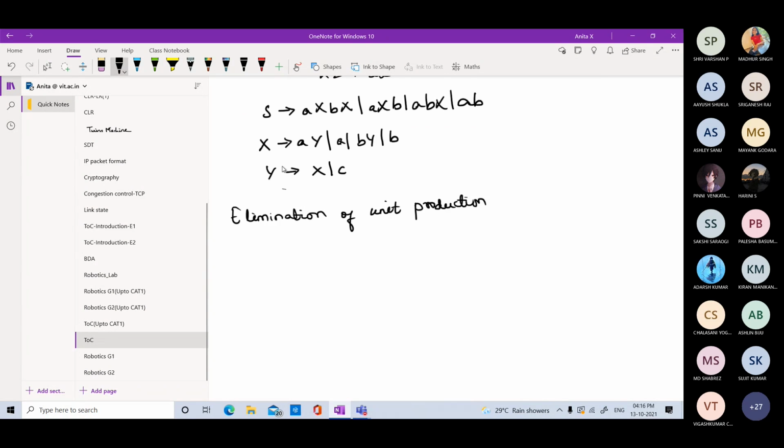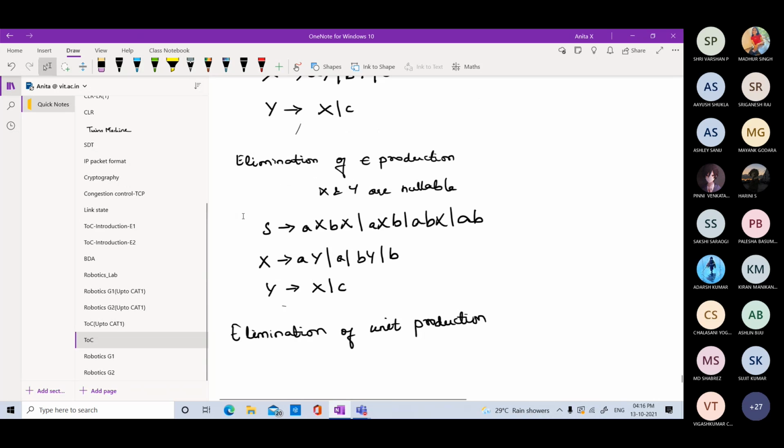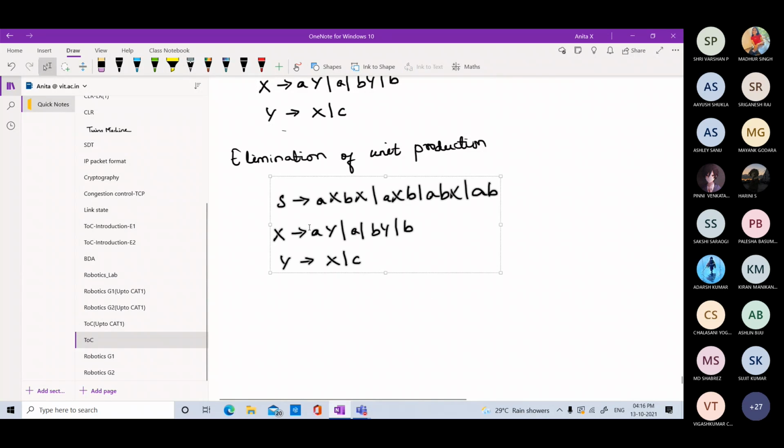If I want to eliminate it, what should I do? The productions of X should be placed here. In order to eliminate this particular production, I have to take the productions of X: A Y or A or B Y or B or C. We have eliminated the unit production.